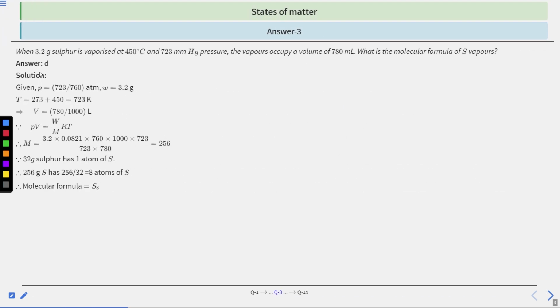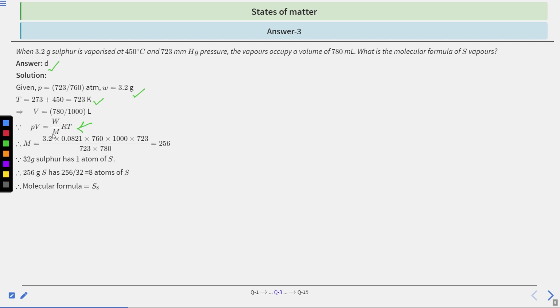Okay, so the correct answer will be option D. Given that P is 723 mmHg, on converting it to atmosphere, divided by 760, it comes out as 723 divided by 760, and the weight is given as 3.2 gram. The temperature will be converted to Kelvin, as it is given in degrees Celsius, so 450 plus 273 comes out as 723 Kelvin. The volume will be in liters, that is 780 divided by 1000. And we apply the equation PV equals nRT, which can be written with n as given mass upon molar mass.